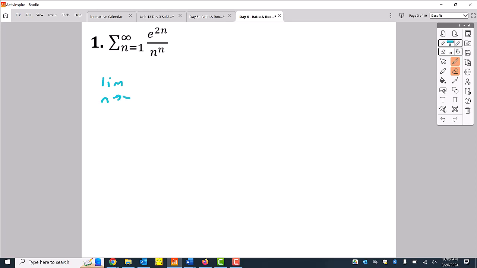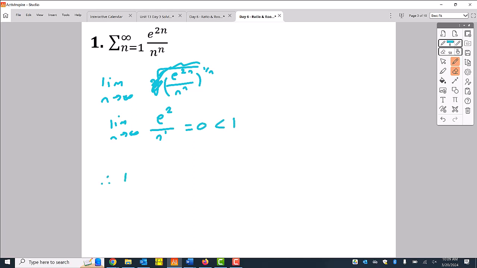Limit as n approaches infinity of the nth root of e to the 2n over n to the n. Now the nth root is the same thing as saying to the 1 over n power. Now when you do the 1 over n power, that's a power to a power. That means we're multiplying. So this becomes e to the 2 over n to the 1. And now as n goes to infinity, this goes to 0, which is less than 1. So the series converges by root test.